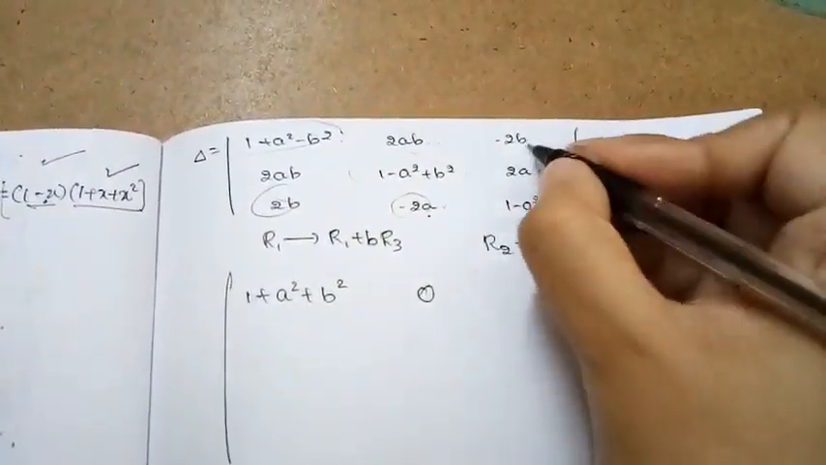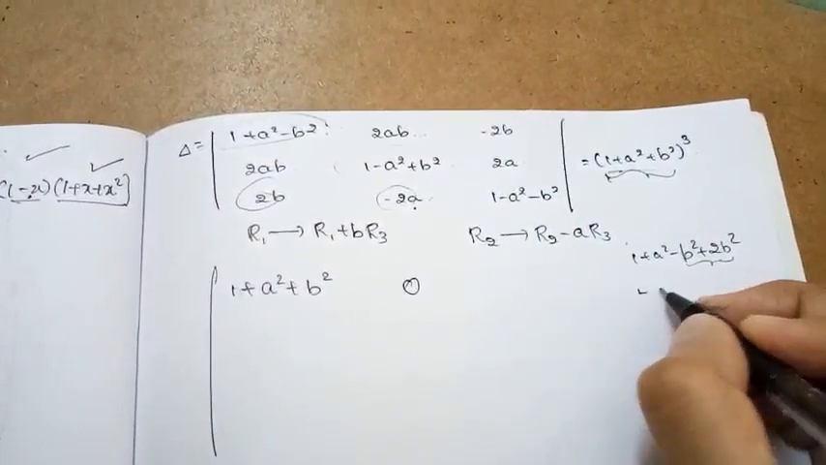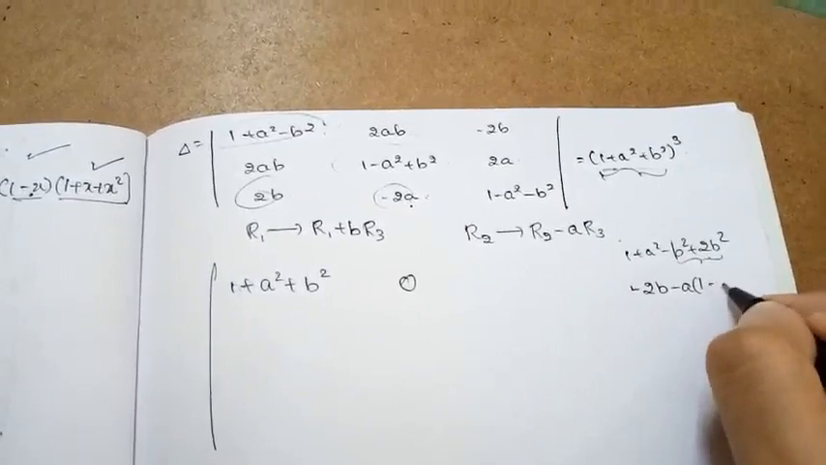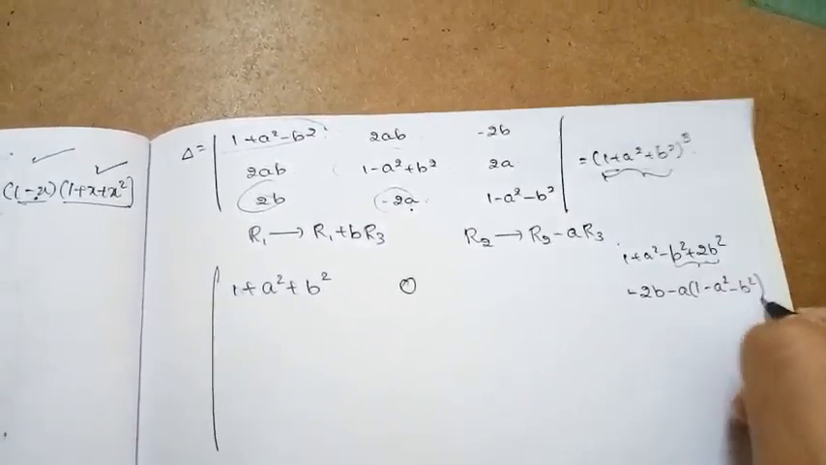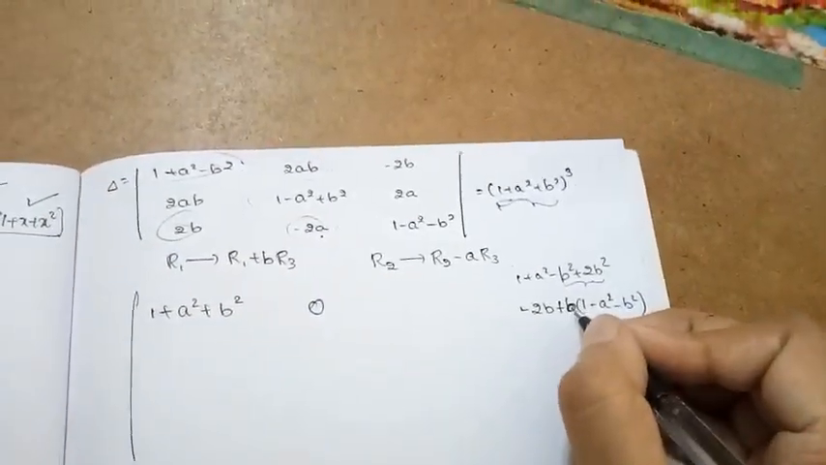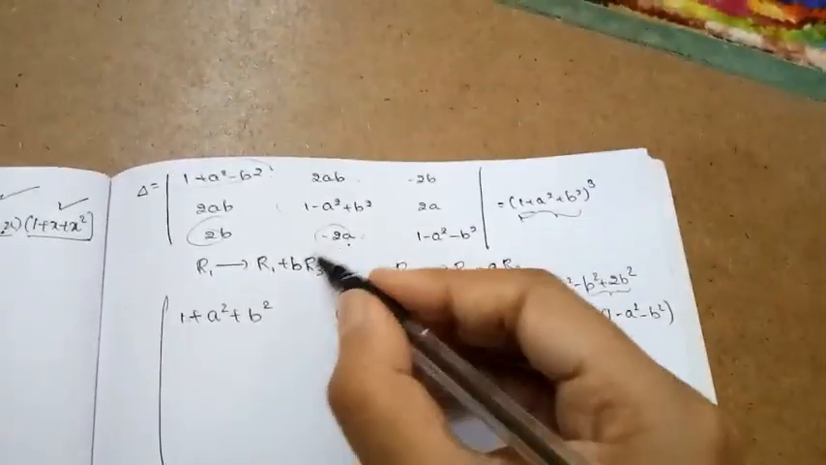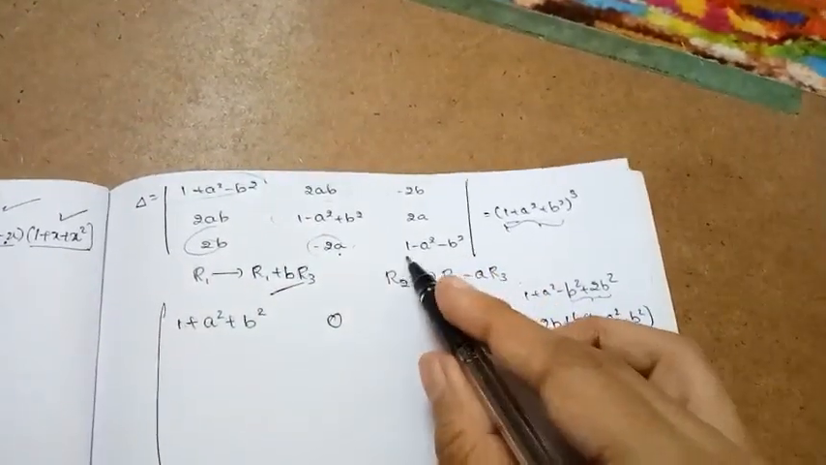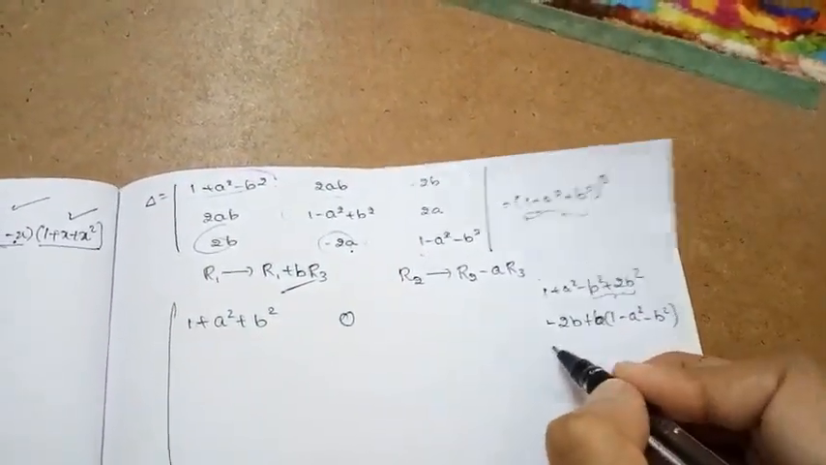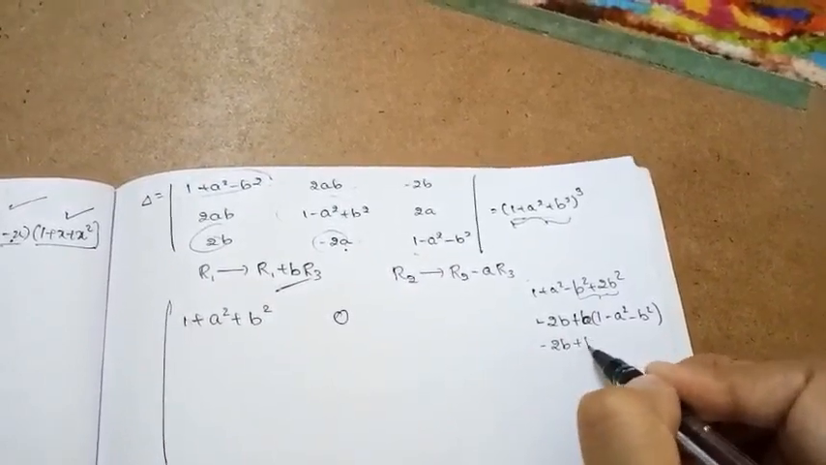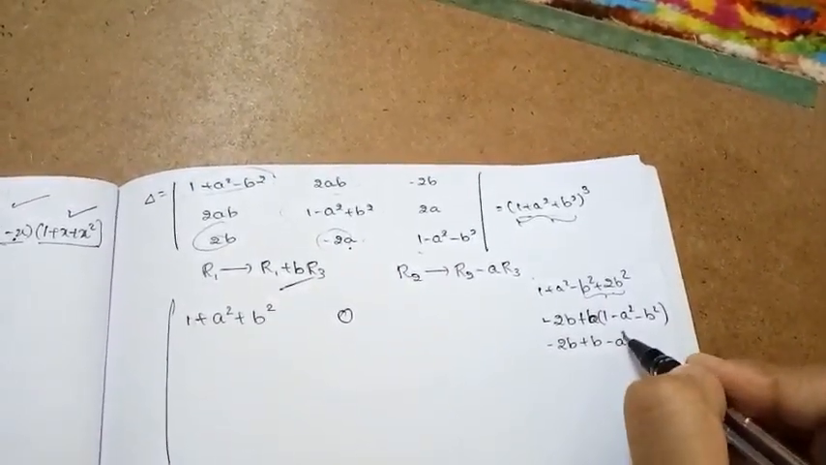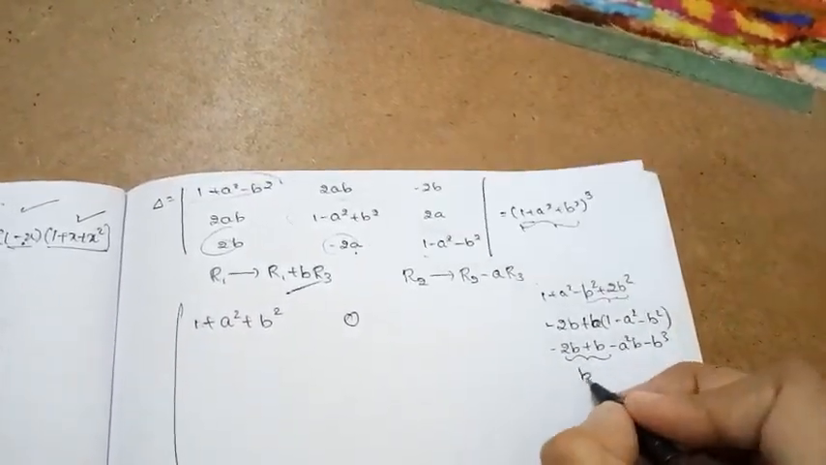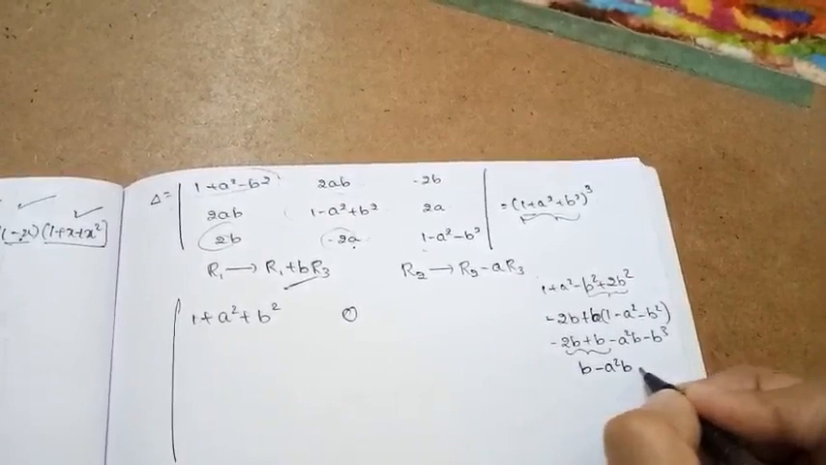Here it is 0. Here minus 2b minus a into 1 minus a square minus b square. Sorry, it is not minus a, it is plus b. I am using this operation. So minus 2b plus b. What is our R3? 1 minus a square minus b square. So what happens? It is minus 2b plus b minus a square b minus b cube. So looking here this one, it becomes minus b minus a square b minus b cube.